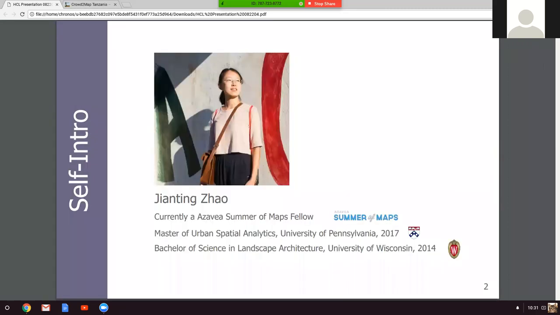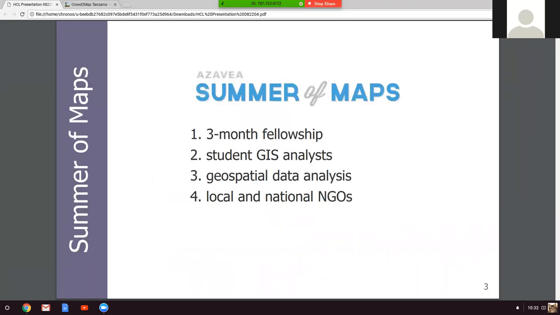So just a little intro to myself. My name is Jianting Zhao. I'm currently an Azavea Summer of Maps fellow. I recently graduated from the University of Pennsylvania, where I studied urban spatial analytics, and I have a bachelor's degree in landscape architecture from the University of Wisconsin. And a brief intro to the programs I'm working on.